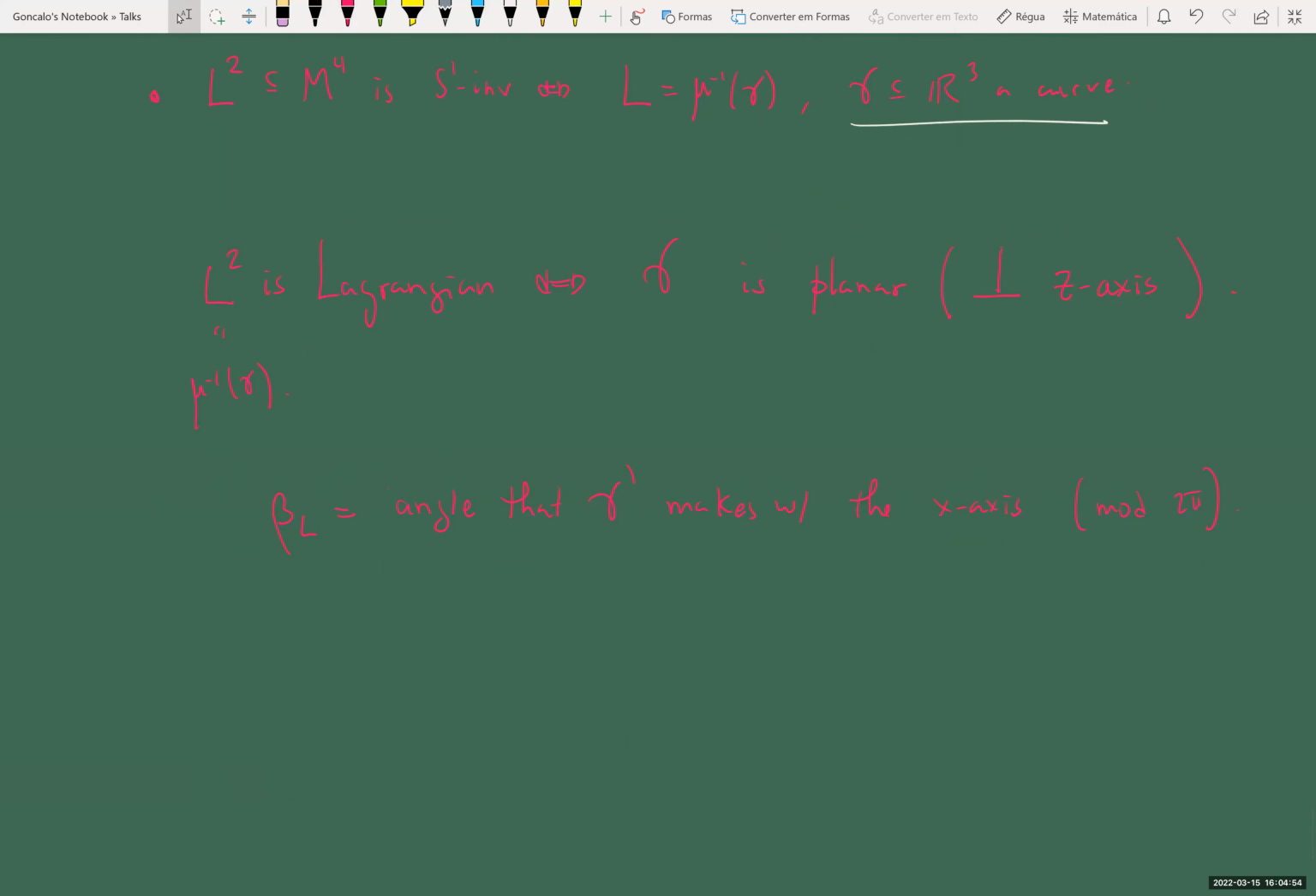And so using this, you now know what it means for L to be a special Lagrangian. That's equivalent to beta L being constant, but that means that gamma is a straight line.